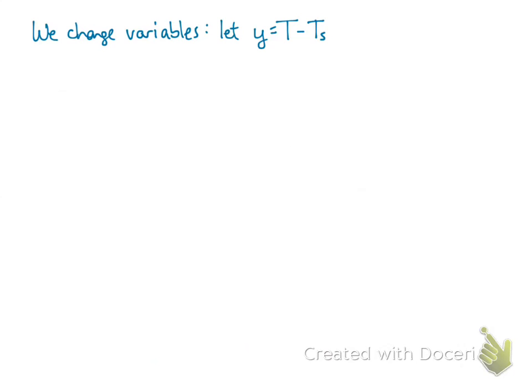So we're going to change variables and let y equal the temperature of the object minus the temperature of the surroundings. The temperature of the surroundings is a constant, so this is just a change of variables that subtracts a constant. Then when you take the derivative with respect to time of y, that would be the derivative of temperature with respect to time minus the derivative of the surroundings temperature. But since that's a constant, its derivative is 0. So the derivative of y with respect to time is the same as the derivative of temperature with respect to time.